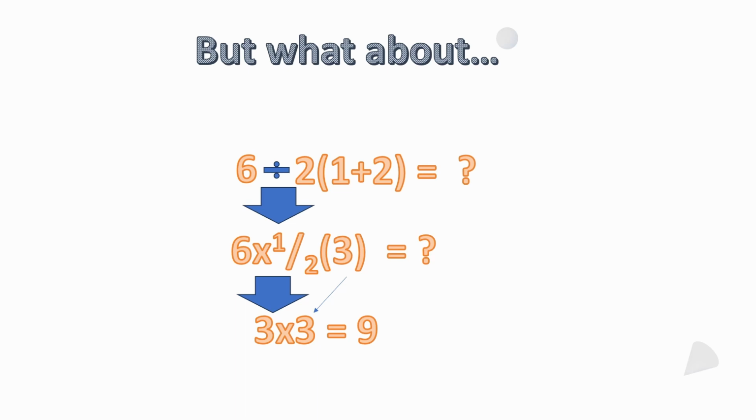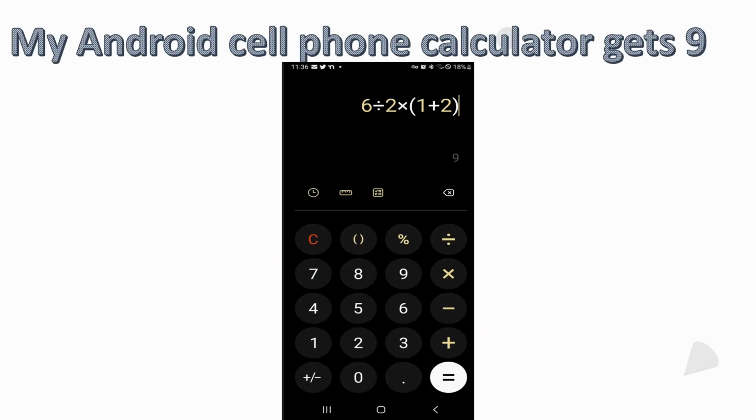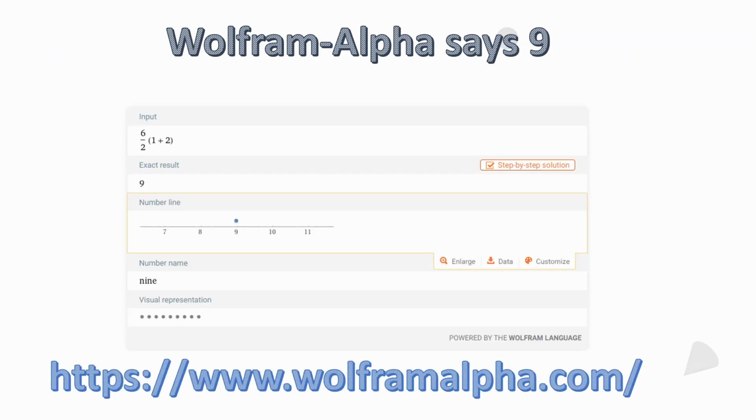So, the big argument online is a lot of people are saying it's 9, because they're following order of operations or PEMDAS or BODMAS, whatever. And then some people are claiming 1. We'll get to that in a second. But when I solve it on my Android cell phone calculator, it tells me it's 9. If I go to Wolfram Alpha, it'll say 9.